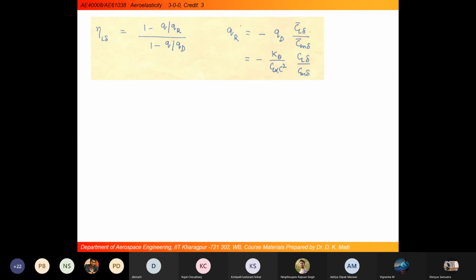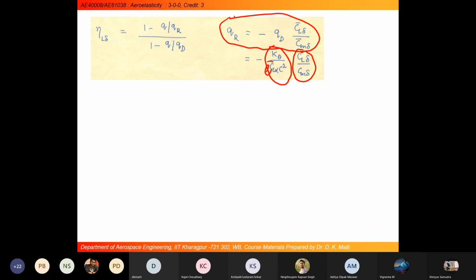And finally, I am getting this reversal dynamic pressure is equal to minus Qd into Cl delta bar by Cm delta bar, and substituting the value of Qd, K theta by e C square Cl alpha into C square. This whole thing multiplied by Cl delta by Cm delta. Whatever we have here, this e will be cancelled here.